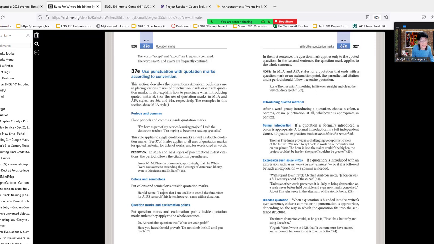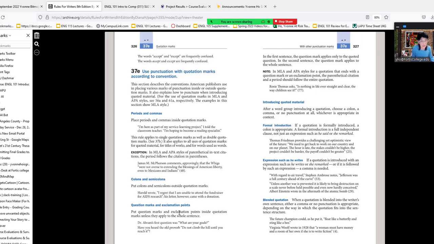Put colons and semicolons outside quotation marks. Harold wrote, "I regret that I am unable to attend the fundraiser for AIDS research"; his letter, however, came with a donation. And so here, you put the semicolon after the quotation mark.